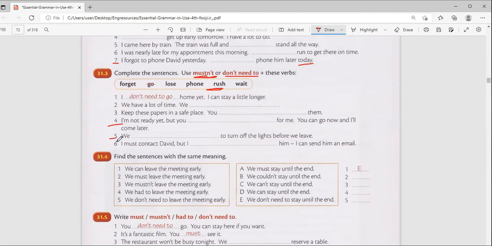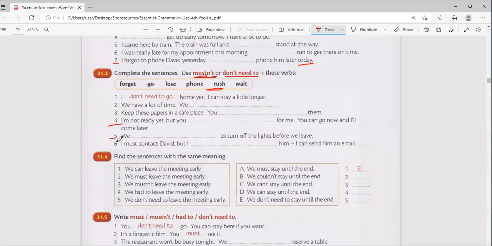When you say we don't need to forget, meaning you can forget if you want to, there's no problem. Or you can say we mustn't forget, isn't it? Turn off the light before we leave, because if you are traveling far away, you cannot leave the lights on. We mustn't forget to turn off the lights before we leave. Otherwise, if you say we don't need to forget, meaning you can forget if you want, which is not okay.